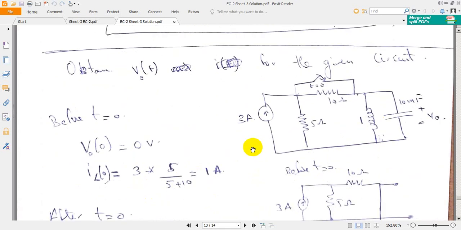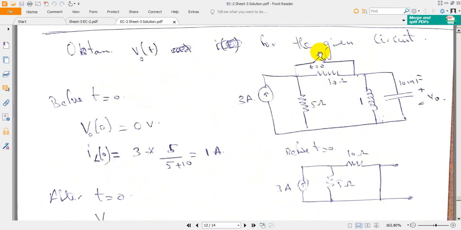Coming to question number 8, obtain V naught of t for the given circuit. This switch is initially open. When the switch is initially open, this is the circuit. Before switching operation, t is equal to 0, it is connected in this form, and this will be short circuited and this will be open circuited under steady state condition. The 1 ohm will be short, the 1 Henry inductor will be short circuited and the capacitance will be open.